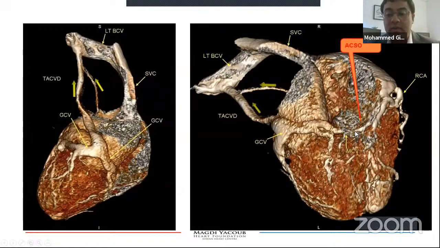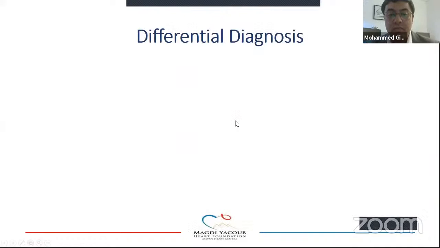And by reviewing this image, we saw the coronary venous sinus ostium is atretic, in this image also. The differential diagnosis, okay.